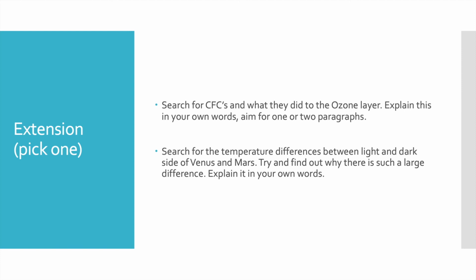That's really interesting. Or alternatively, or as a different one, you can search for the temperature differences between the light and dark side of Venus and Mars. The reason why I've chosen Venus and Mars is because those are the 2 planets either side of us. And what you should try and look for is why there's such a large difference between the light side and the dark side of the planet, and why that doesn't happen to us. Really important, and it's really exciting to hear about. But try and explain it in your own words.